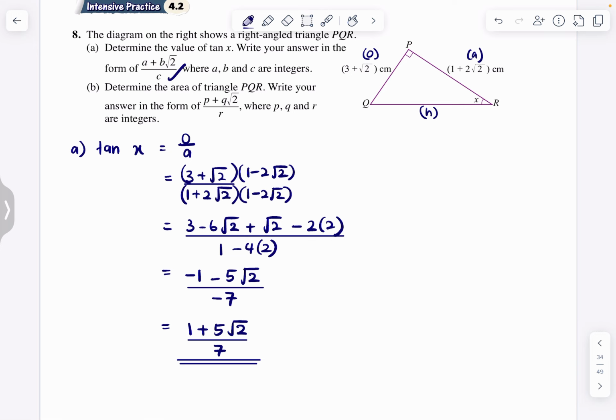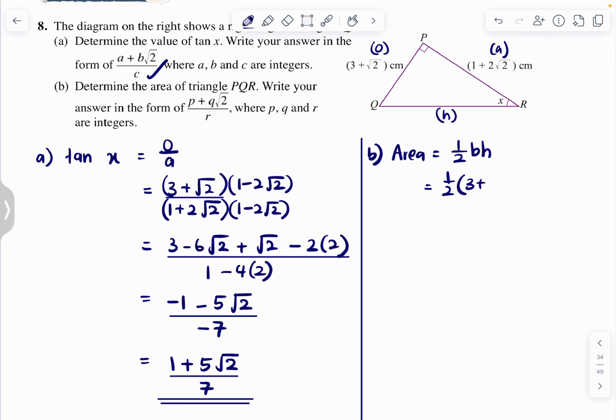Right, let's look at B. For B, they want us to find the area of this triangle. The area of a triangle is 1 over 2 base times height. So if this is our hypotenuse, this will be our base and height. So 1 over 2 times 3 plus √2 times 1 plus 2√2. The 1 over 2 we leave outside first. No need to expand this. We expand the brackets.